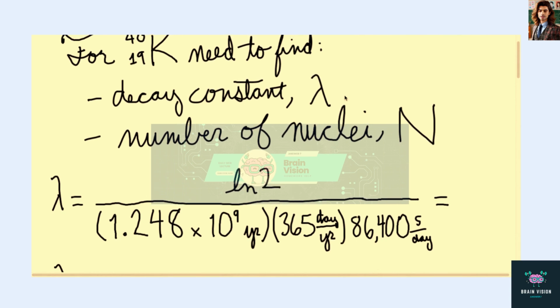So in order to find the decay constant, we have a formula in which the natural log of 2 is in the numerator and the half-life in terms of seconds is in the denominator. We're given a half-life in years, so we'll have to convert it before doing the division. And the conversion goes as follows. We have the actual half-life in years. We multiply it by the number of days in a year and multiply that by the number of seconds in a day.